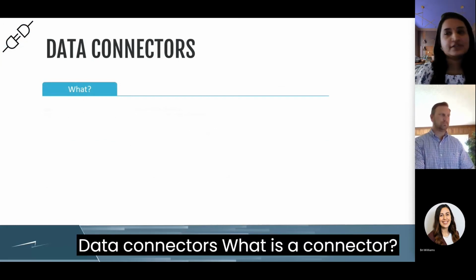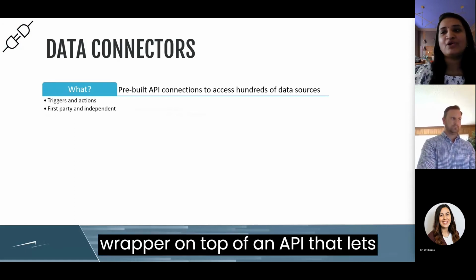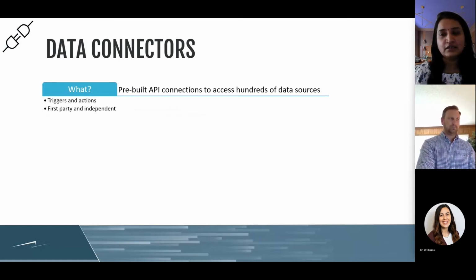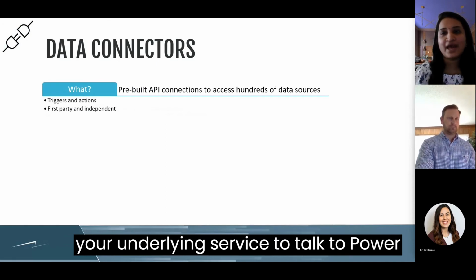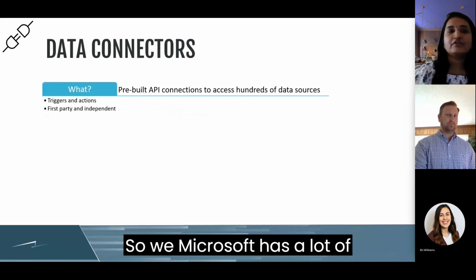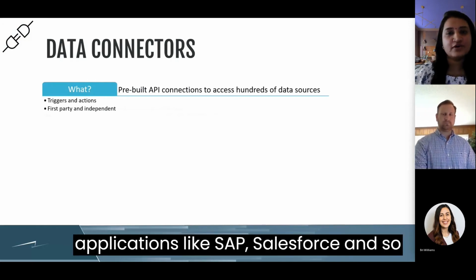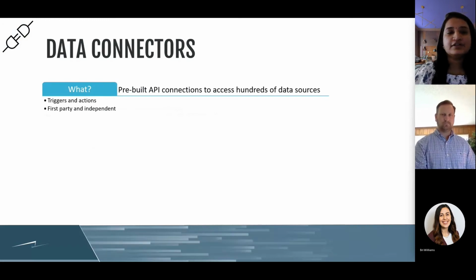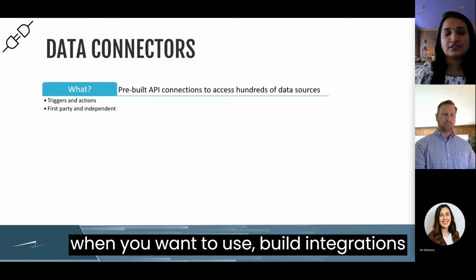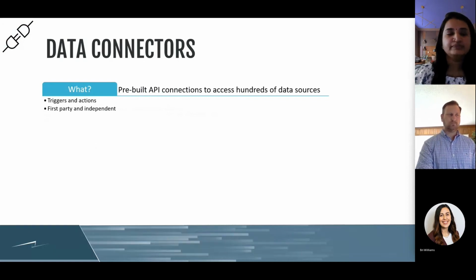Data connectors. What is a connector? A connector is nothing but a proxy or wrapper on top of an API that lets your underlying service talk to Power Apps, Power Automate, or Logic Apps. Microsoft has a lot of data connectors available for applications like SAP, Salesforce, and so on. They come with certain triggers and actions that you can use when you want to build integrations with systems like those, either through Power Automate or Power Apps.